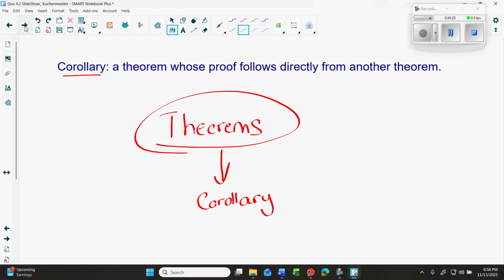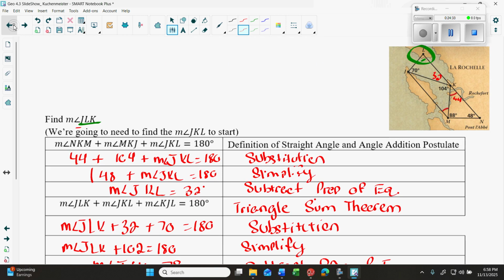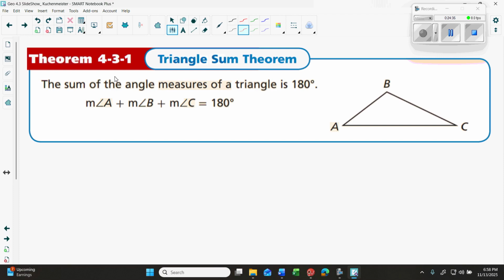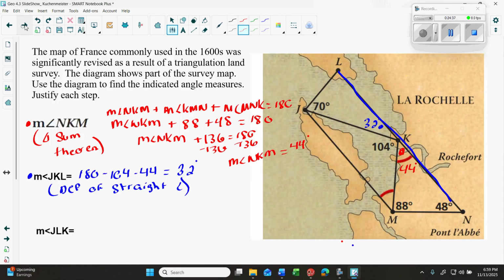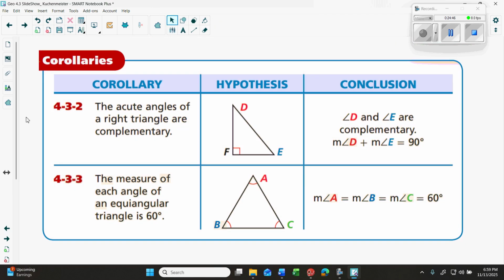So the two we're going to focus on are two corollaries that stem off of the triangle sum theorem. These two corollaries that I'm going to show you use the fact that we have this theorem, which is the triangle sum theorem. I'll try to explain this in the best way I can. Looking here, we have these two. There's no names for them, but the corollaries we have for this section are the following.